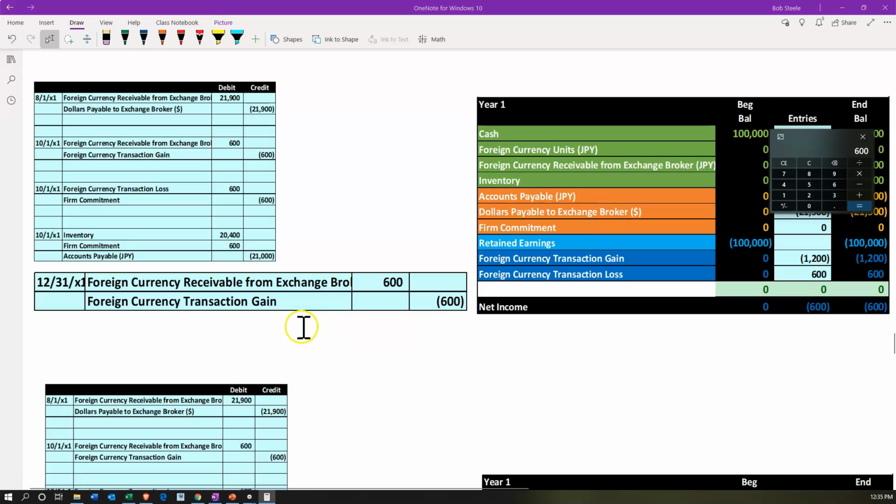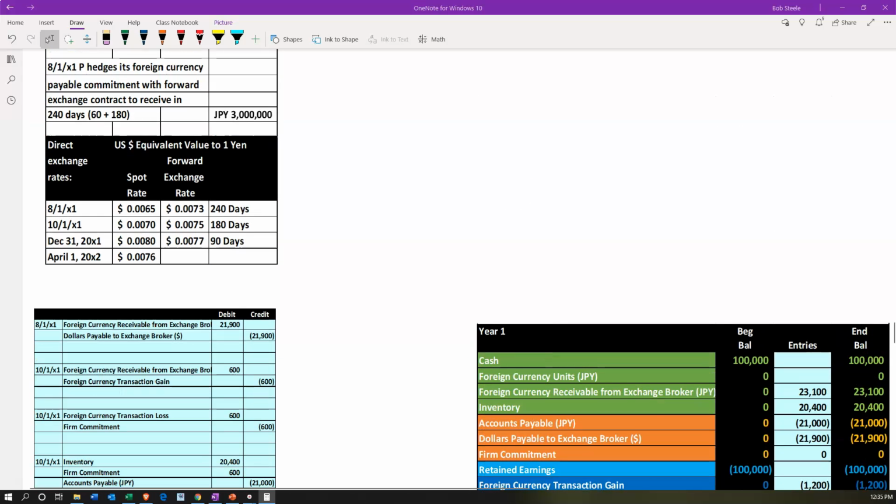We're then going to say the foreign currency receivable is going to be the debit of the $600 and the foreign currency transaction gain will be the credit. So the receivable now is at that 23,100. The gain now is included in this 1,200, affecting the net income. Once again, that 23,100, if we were to calculate that, would be the 3 million times the forward rate as of December 31st, 0.0077. So there's the 23,100.